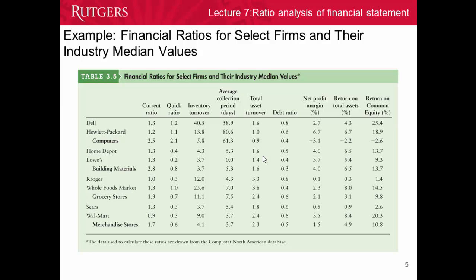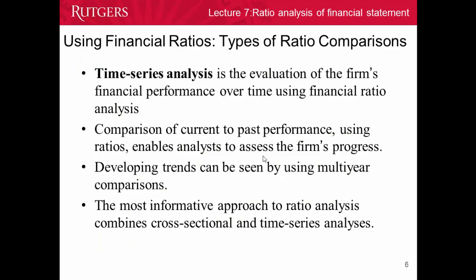We can also see comparisons such as between Home Depot and Lowe's, or Sears and Walmart. Another type of ratio comparison is time series analysis. It is the evaluation of the firm's financial performance over time using financial ratio analysis. Time series comparison is to compare financial ratios with the firm itself, but in different years or different points of time.